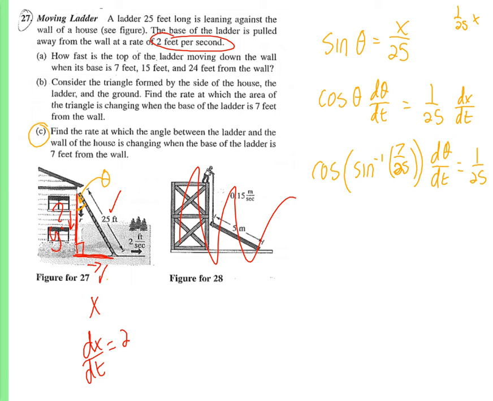Times what? dx dt, which is 2. That's the constant. All right, so we solve for d theta dt. We take 2 over 25, and divide it by whatever all of this is, the cosine of the inverse sine of 7 over 25.